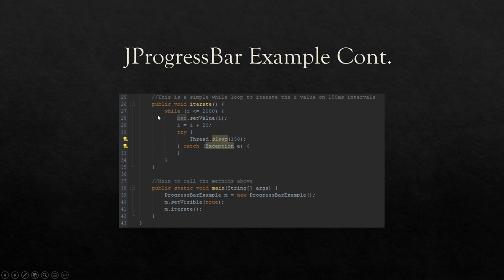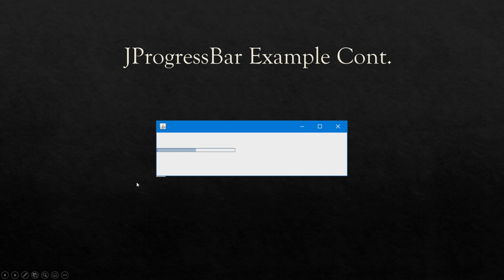Moving on, this is a while loop that just iterates I between 0 where it starts and 2000, and the maximum of the bar goes only to 1000 anyway. And then of course the main, which executes the creation of the bar and the iterations. And when it runs, it looks like this.